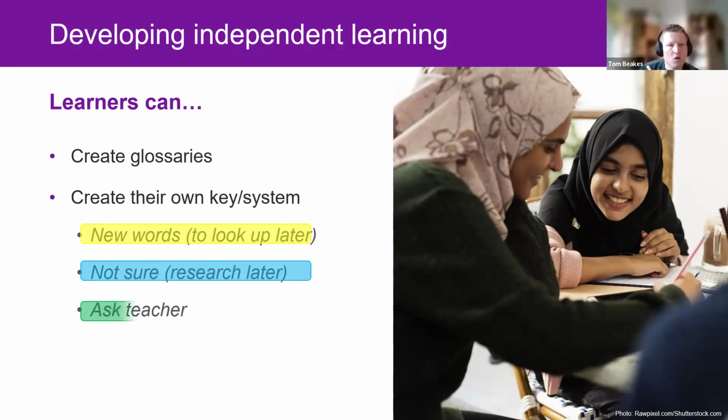Aligned to this would be for them to create their own keys and their own systems. So here's a very simple example, but if they like highlighting things in different colors, then maybe they could use yellow to mean new words that they're going to look up later. Blue is, I'm not really sure what this section of the text is talking about, I need to look it up later. Green might be, oh, this is something I need to ask the teacher about because I need an explanation, and I don't think it's something I can work out on my own. This is just one example.